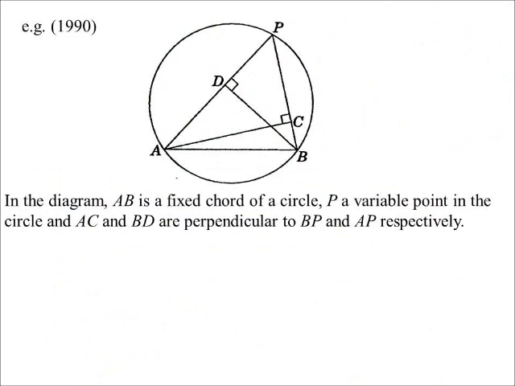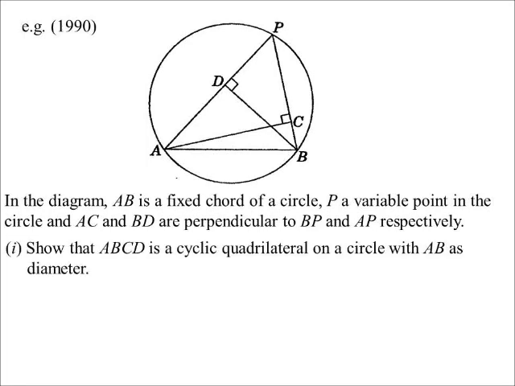So 1990, whoa, that's a long time ago. This is the diagram we were presented with. AB is fixed, it's not moving. P, however, can move along the arc. And what else have they told us? AC and BD are perpendicular to BP and AP.